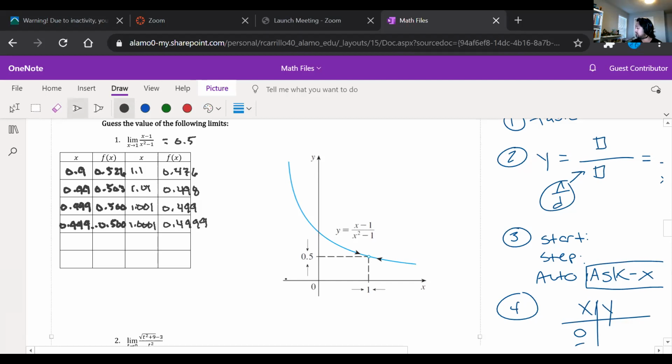I notice in my denominator that is a difference of squares. So I can factor that denominator as x minus 1 times x plus 1. And then now that I have x minus 1 factored from the denominator, that means I get to reduce.